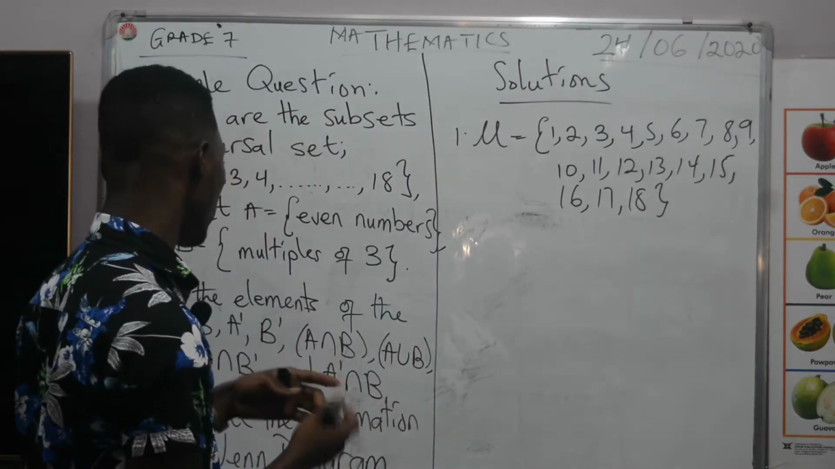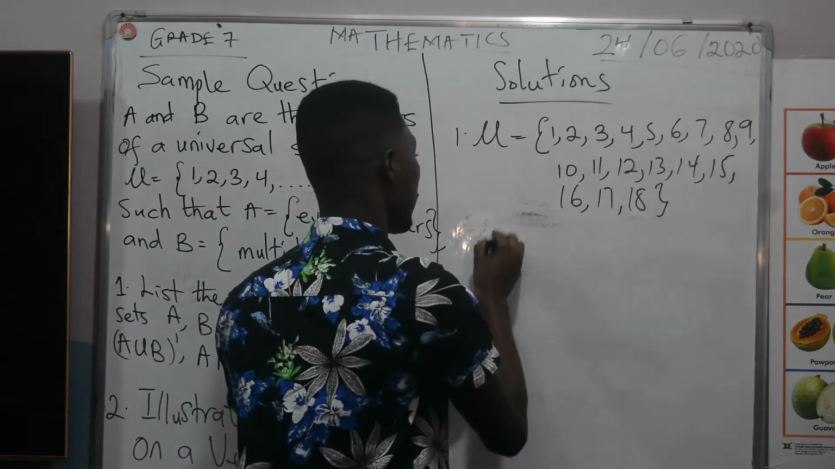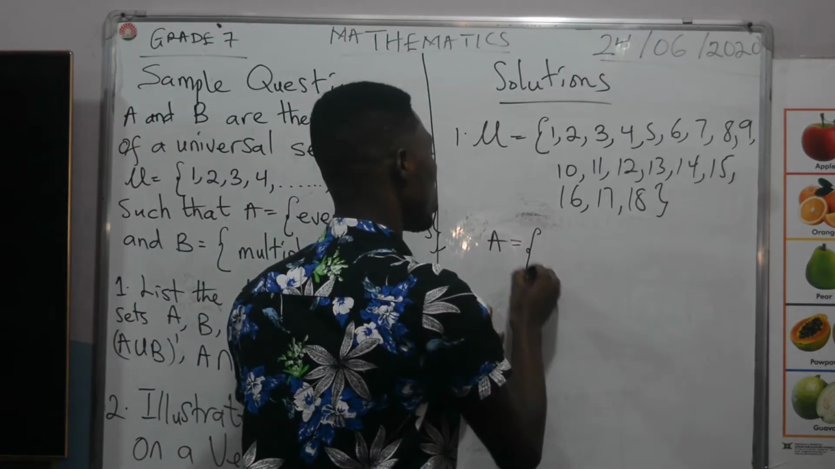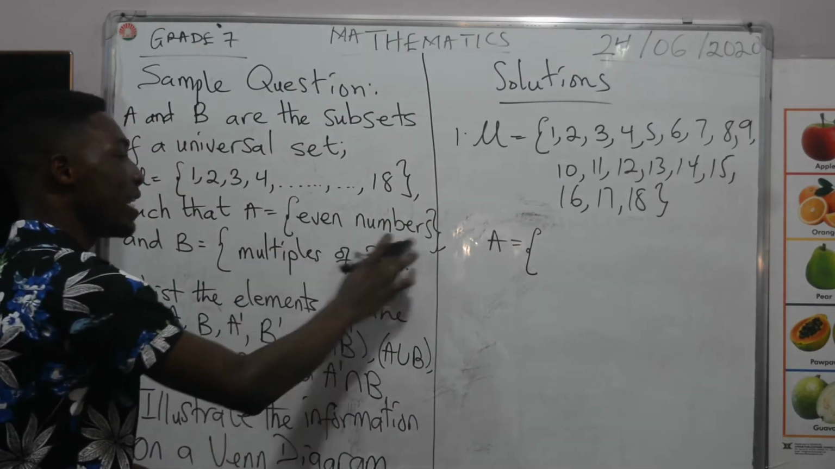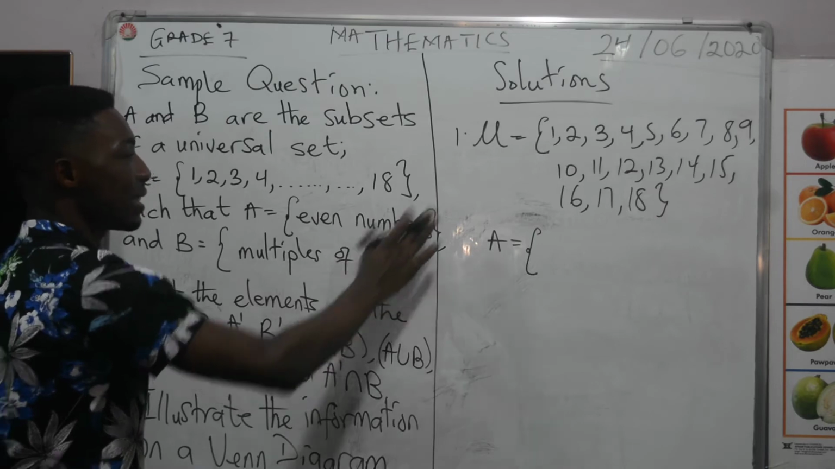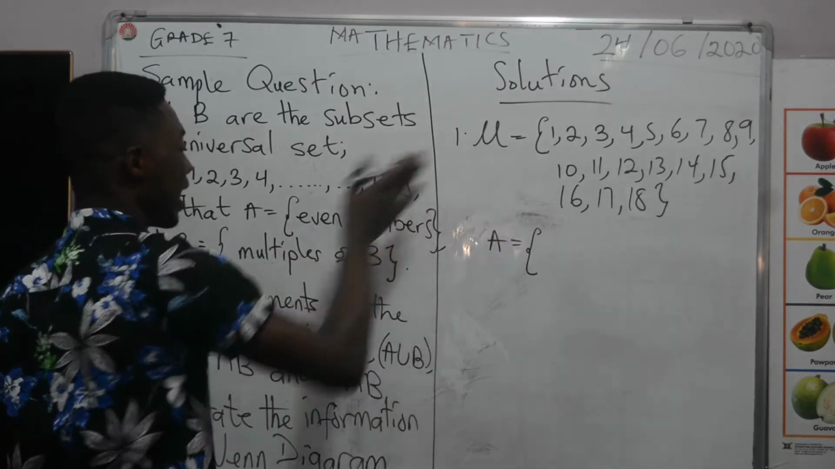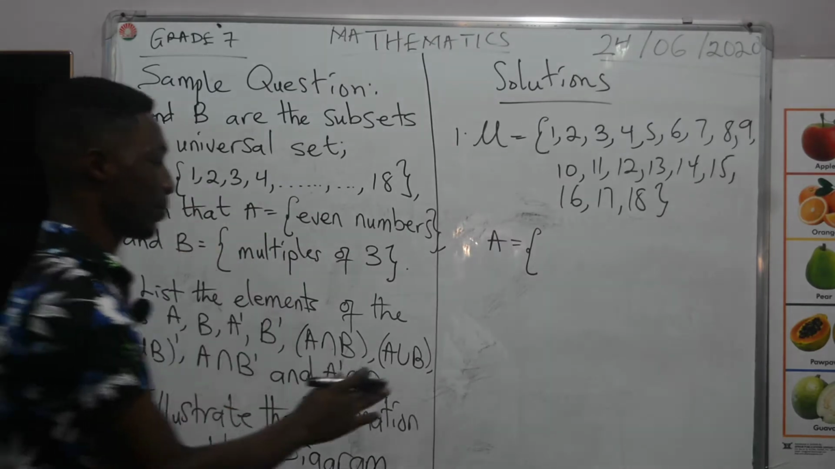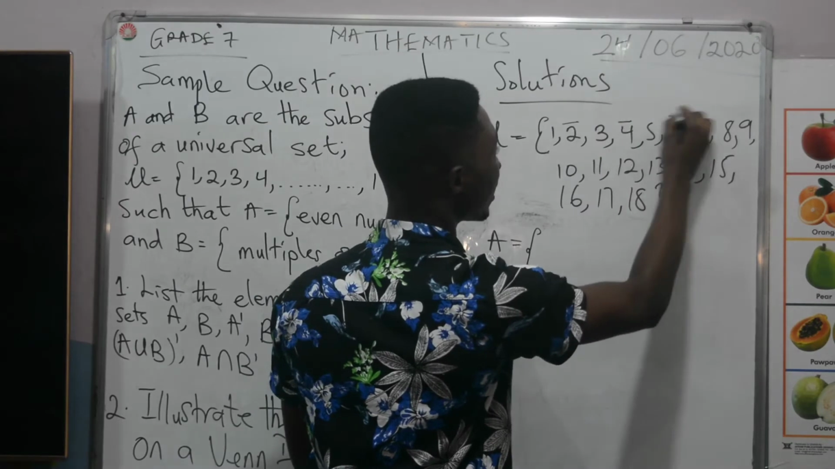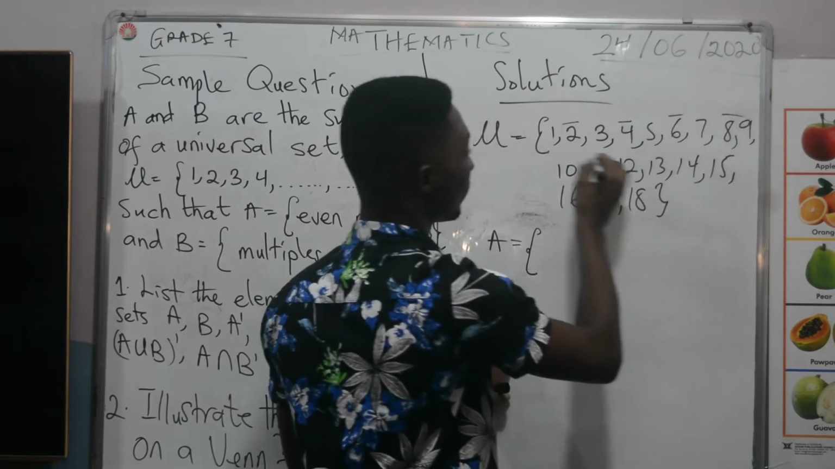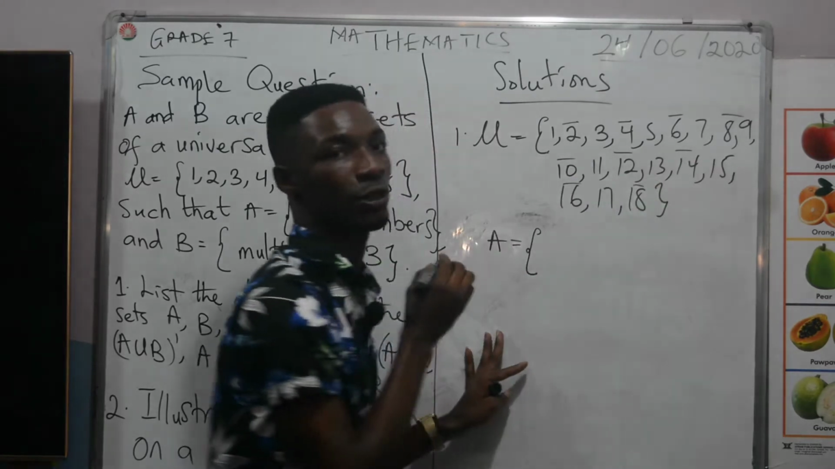The next thing I do is to list the elements of set A. We were told that set A contains even numbers, so even numbers in the universal set. Every even number in the universal set is a member of set A. So these are the even numbers: 2, 4, 6, 8, 10, 12, 14, 16, and 18. So I list them here.